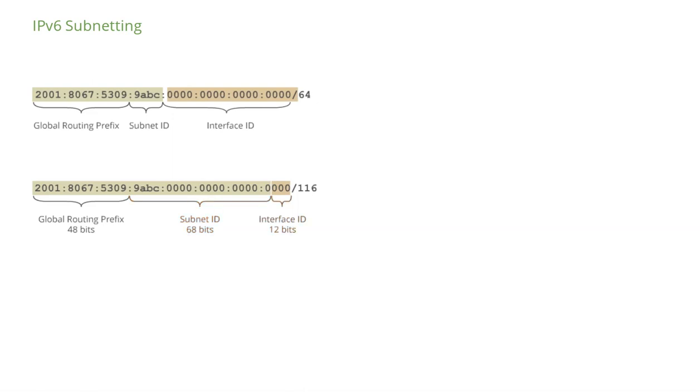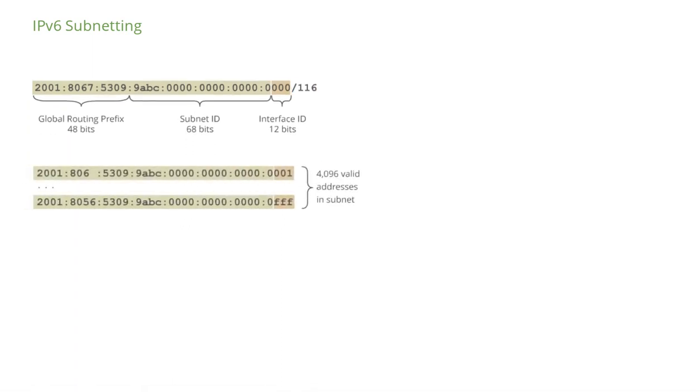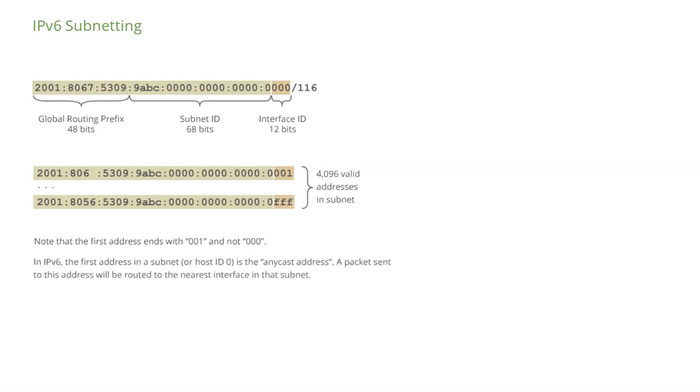By extending the length of the subnet ID, you will have fewer hosts or interfaces in each subnet. In the second example shown on screen, the /116 prefix length leaves 12 bits for the interface ID. This will allow for 4,096 addresses in the subnet. Note that the first address starts with 1 and not 0. In IPv6, the first address in a subnet, or host ID 0, cannot be assigned to any device because it is the Anycast address. A packet sent to this address will be routed to the nearest interface in that subnet.